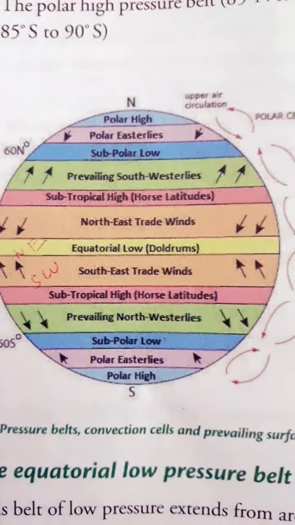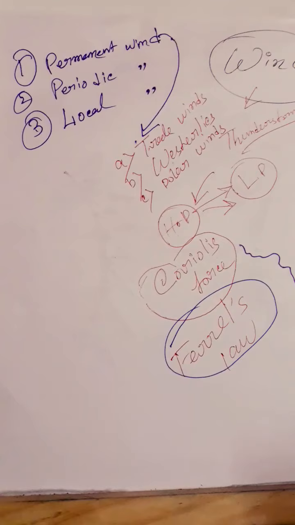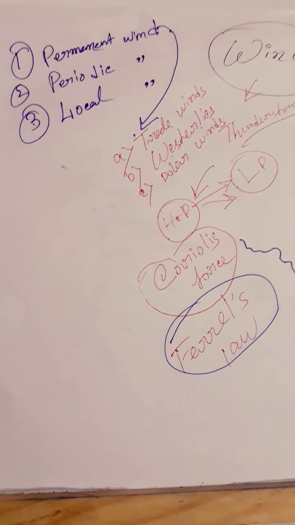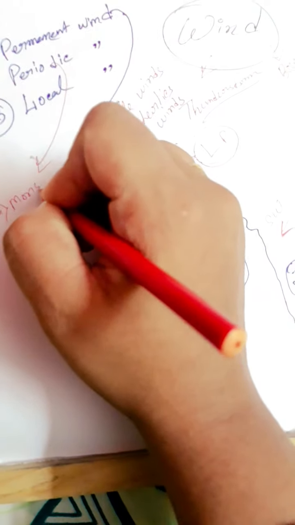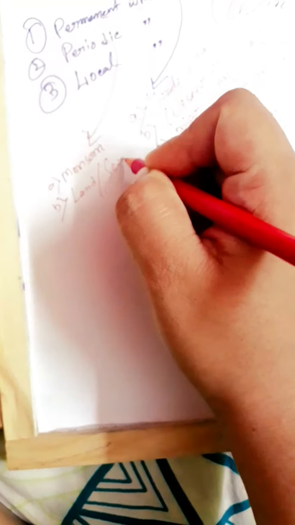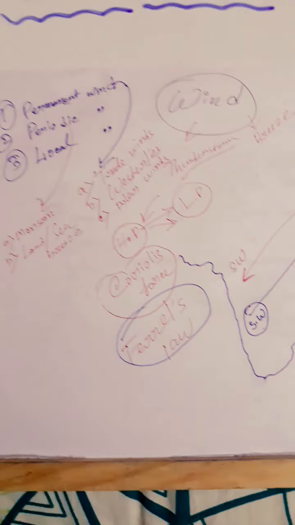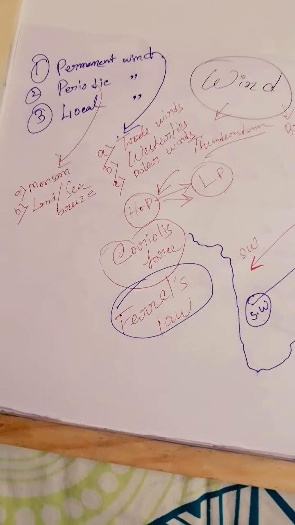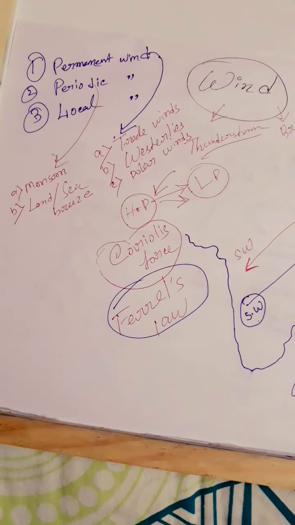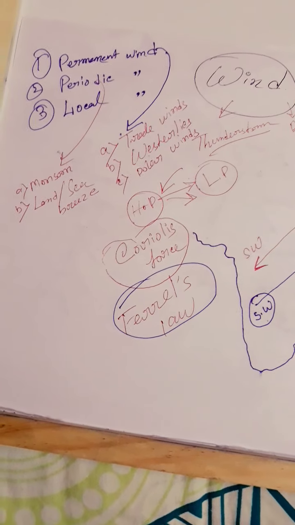Now we will discuss the periodic winds. The periodic winds are further categorized into two types of winds, that is number 1 the monsoon wind, and number 2 the land or sea breeze. Okay, so why are these winds known as periodic winds, not permanent, right? That's why the name is periodic or seasonal winds.